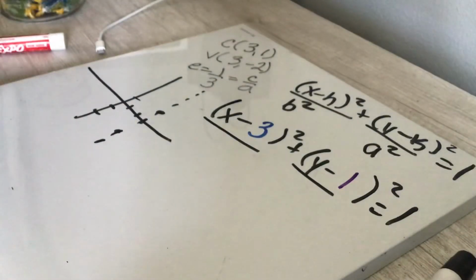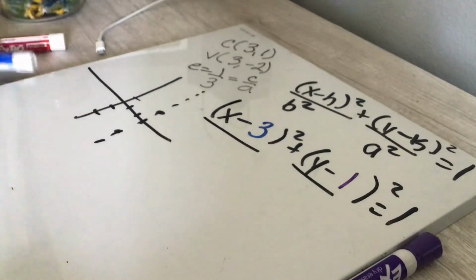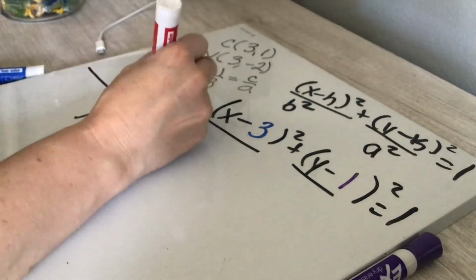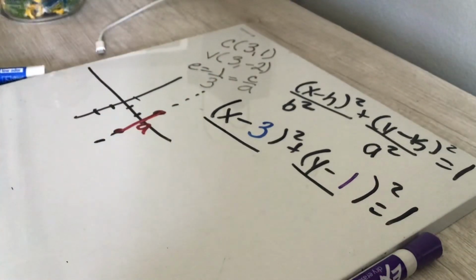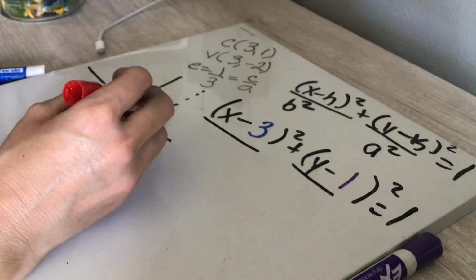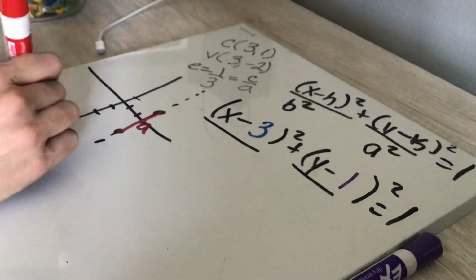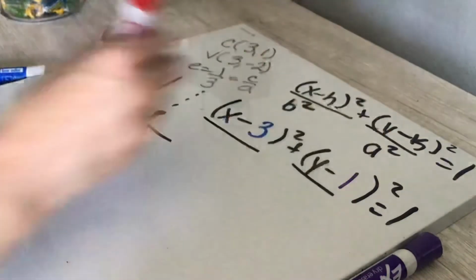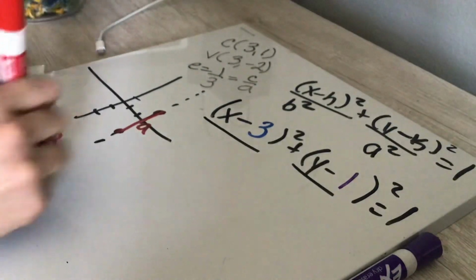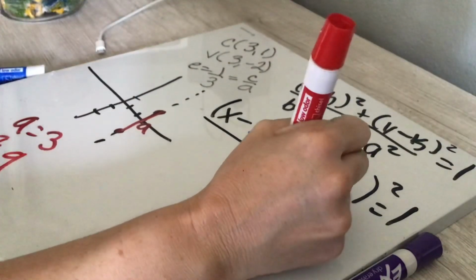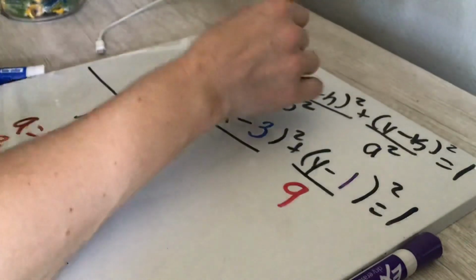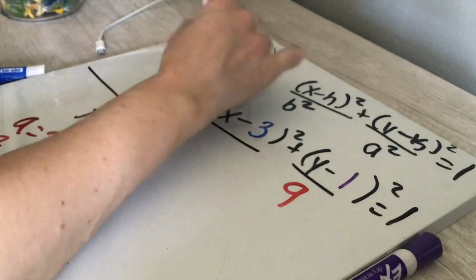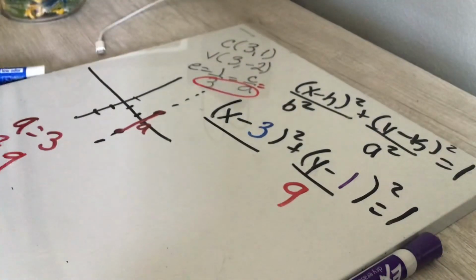Then a is the distance from the center to the vertex. So how far is it from the center to the vertex? This is a. So that would be 3. Okay, so a is 3. So a squared is 9. All right. Then we also know that a is 3, so c is 1. Okay?